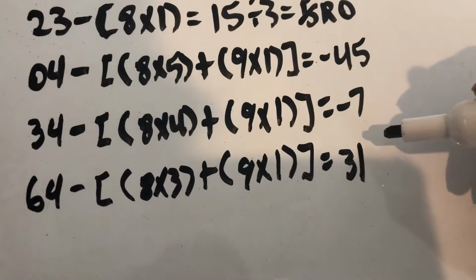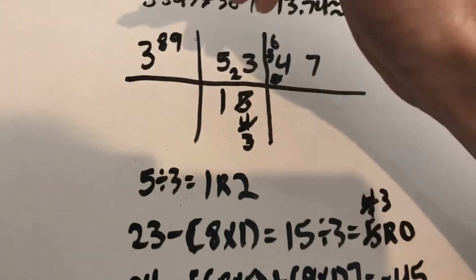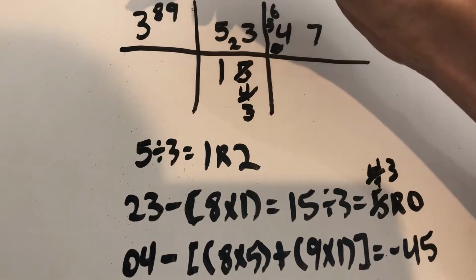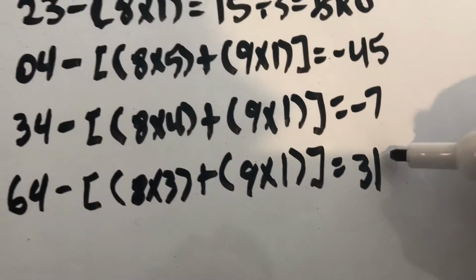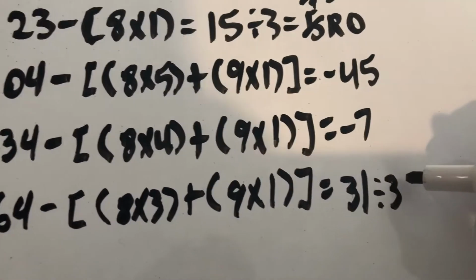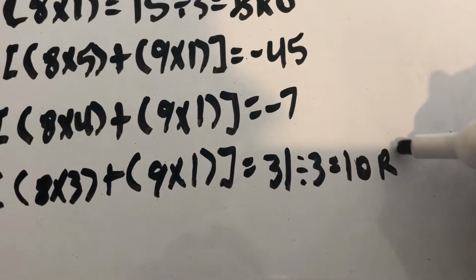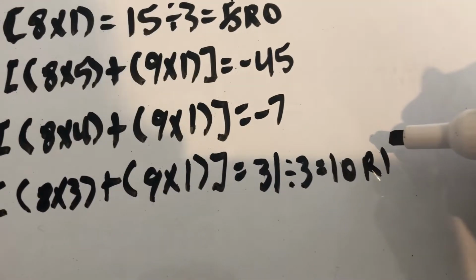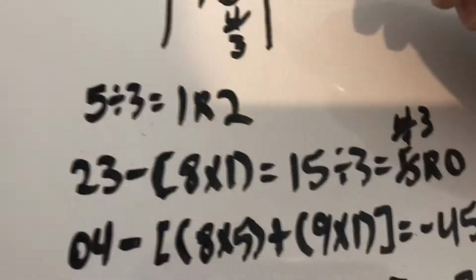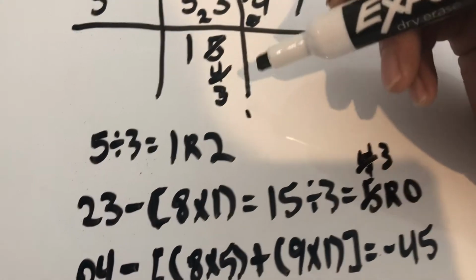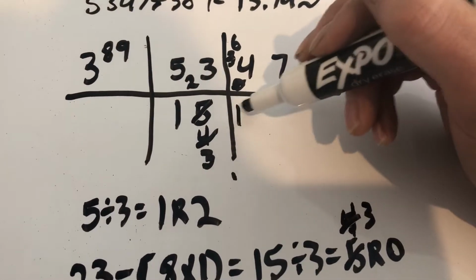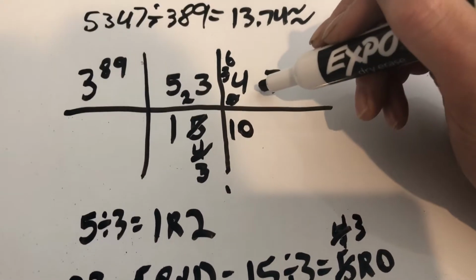The next step is to divide 31 by the single divisor, 3. So 31 divided by 3 equals 10 with a remainder of 1. So we're going to imagine this right here to be decimal. This right here would be 10 with a remainder of 1.